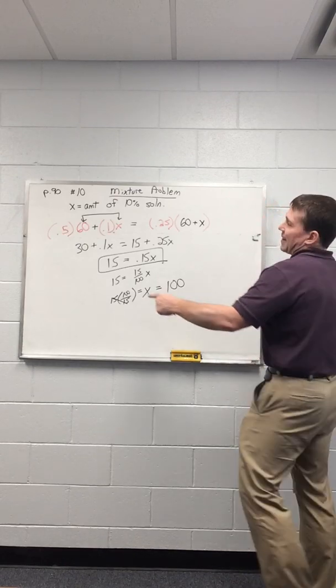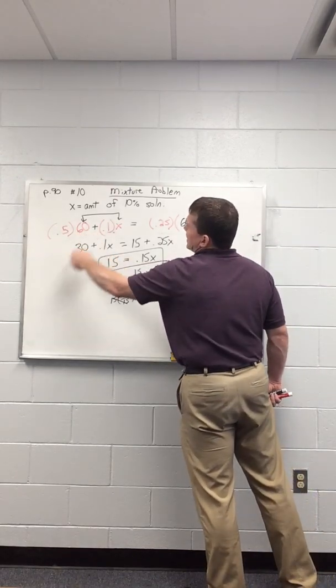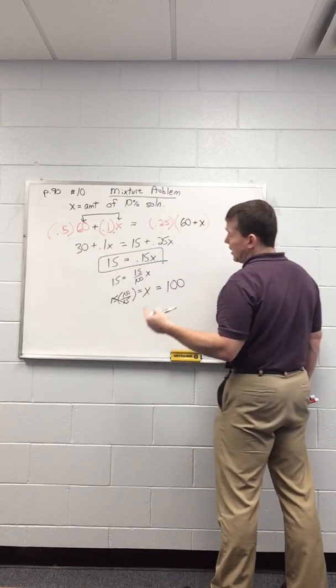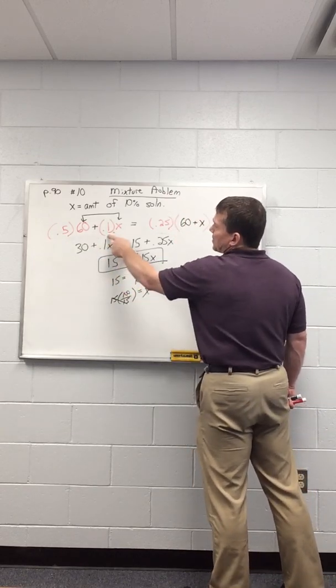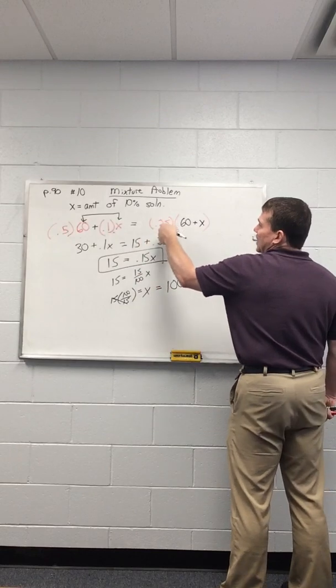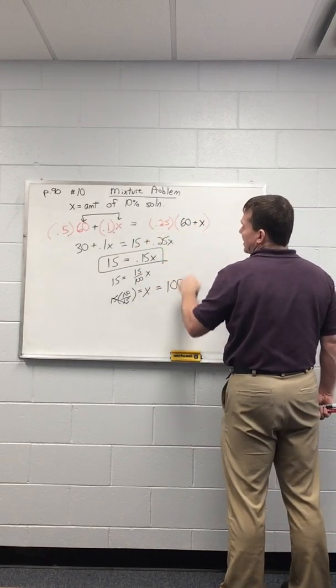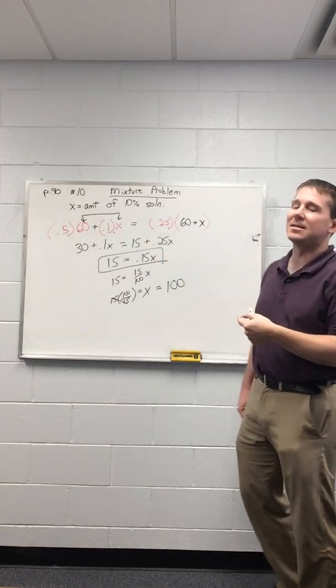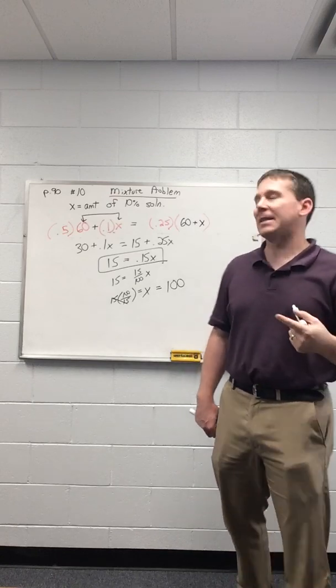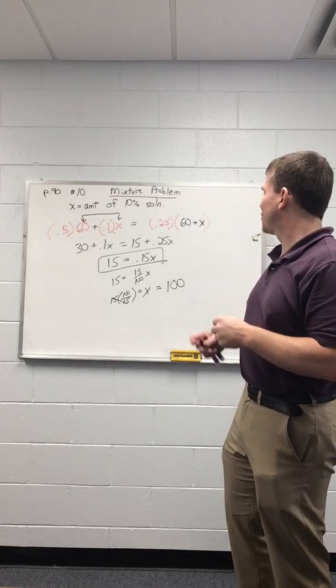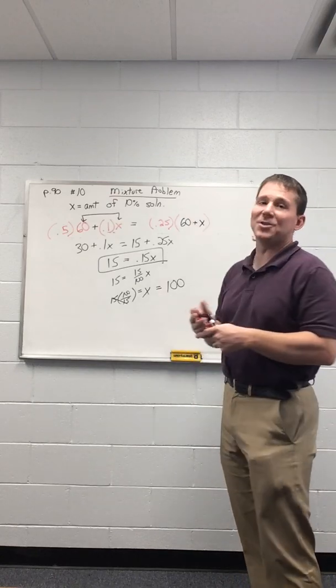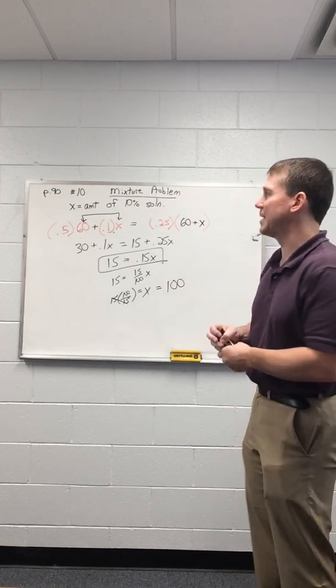But essentially, that means I have 60 cc's of the 50% solution, 100 cc's of the 10% solution, and that gives me a 25% solution that's 160 cc's. Again, I'm not going to check this, but if you're so inclined, you can plug those numbers in and make sure they work. I know they will, so I'm not going to take the time here.